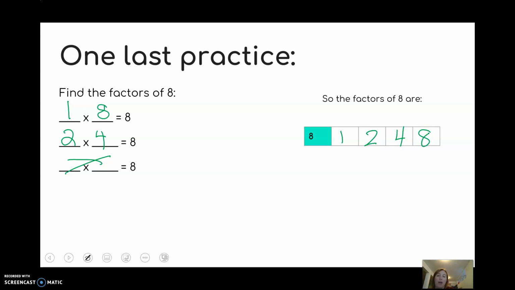Notice that I went in numerical order. So I went 1, 2, 4, 8 instead of writing it as 1, 8, 2, 4. The way that we would write this is always in numerical order. It's going up in value.